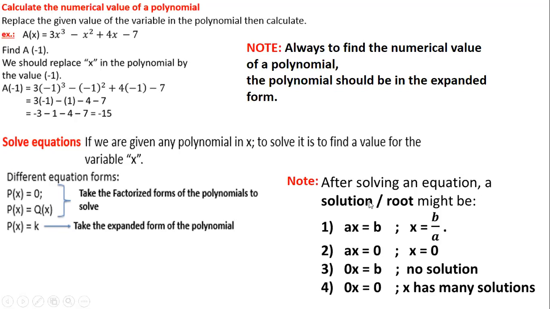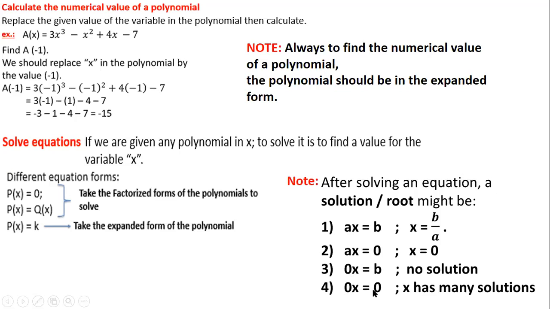After solving an equation, the solution or the root might be one of these four cases. We might have ax equal b, then the variable x or the root will be x equal b over a. If we have ax equals 0, then here the root x is equal to 0. If we have 0x equal b, this equation has no solution.